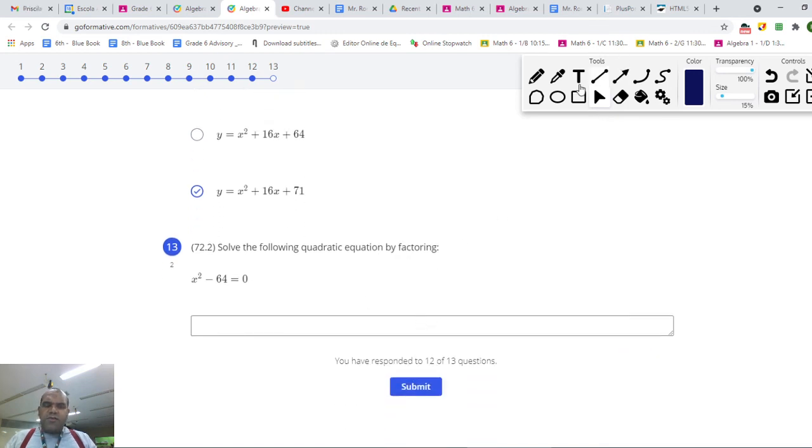Solving the following quadratic. Guys, this one is easy. This is the difference of squares. How do we solve this one, mister? x plus 8 times x minus 8. Just it, mister. Yes, equals 0. Then if I solve it, x plus 8, x equals negative 8. The solution here is negative 8 and positive 8.